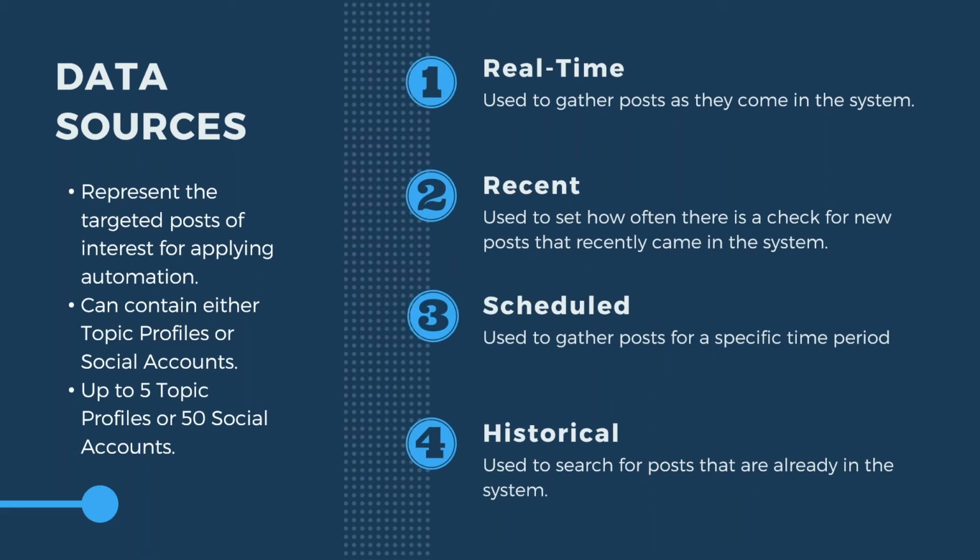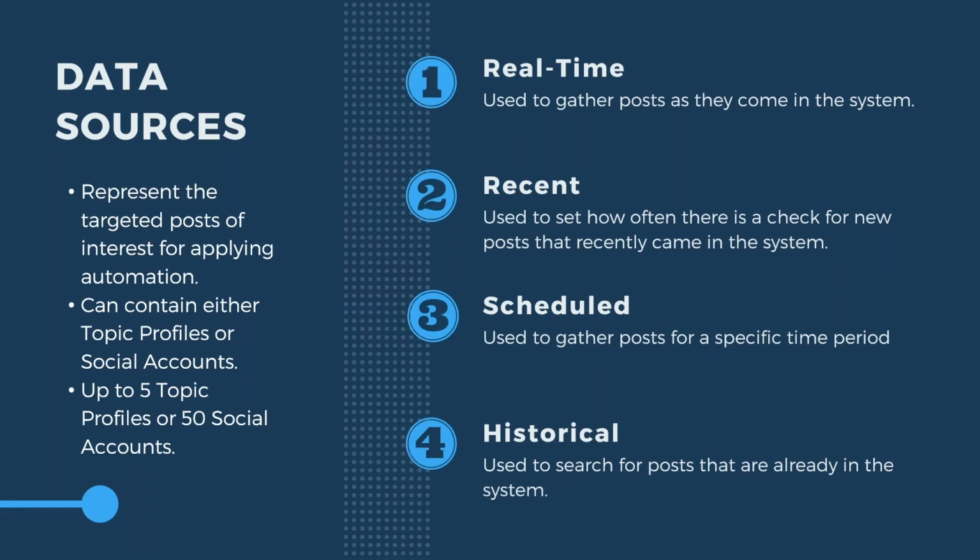So let's say you're making a rule that, as soon as a post comes in, you want to identify if this post is a retweet or not. You're going to be using a real-time data source for that rule, because as soon as it comes in, you want to apply that rule. This is a retweet, so let's set the status to comment resolved or whatever.